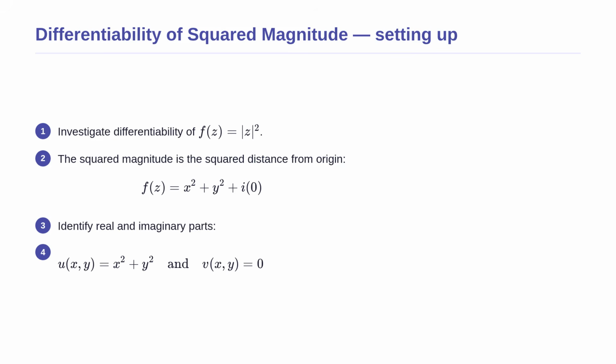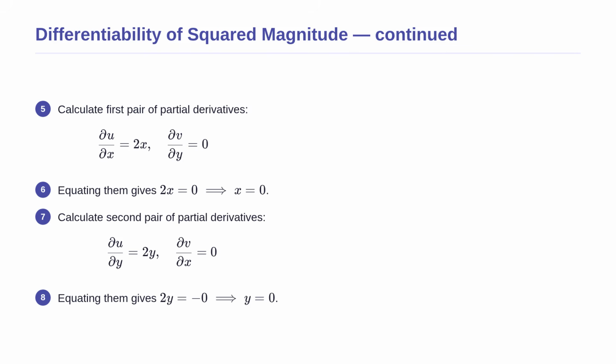Now let us investigate a very different function. F of z equals the squared magnitude of z. The magnitude is the distance from the origin, so the squared magnitude is simply x squared plus y squared. Because this output is a pure real number representing distance, there is absolutely no imaginary component. We can explicitly write the real part u as x squared plus y squared and the imaginary part v as exactly 0. We move on to calculate the partial derivatives.